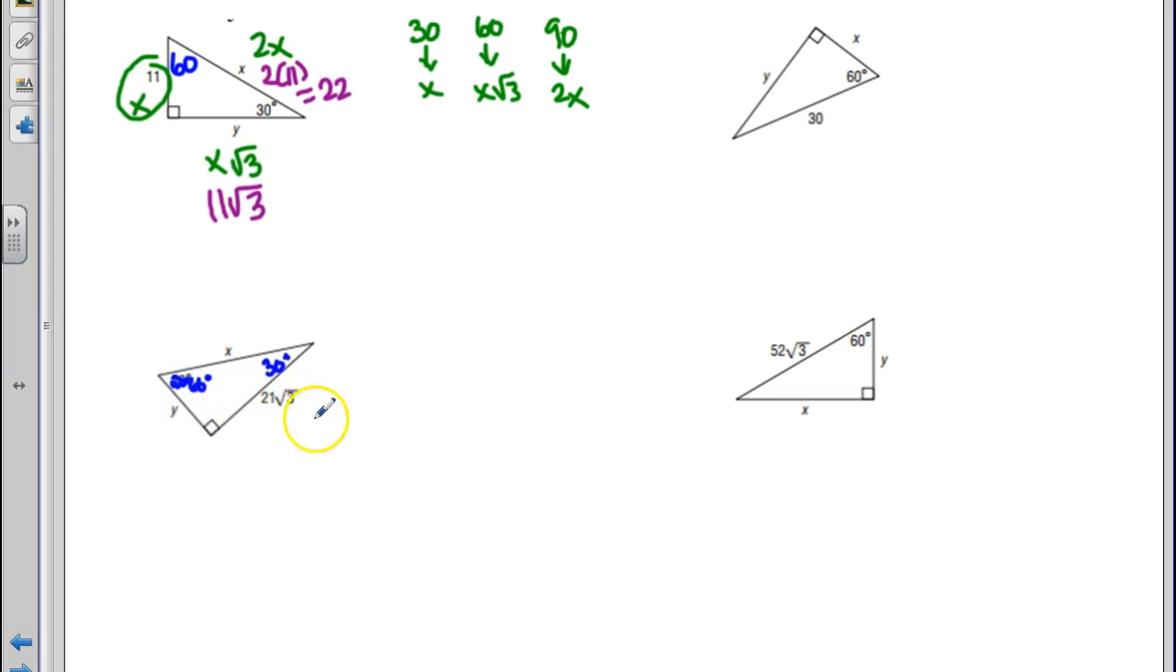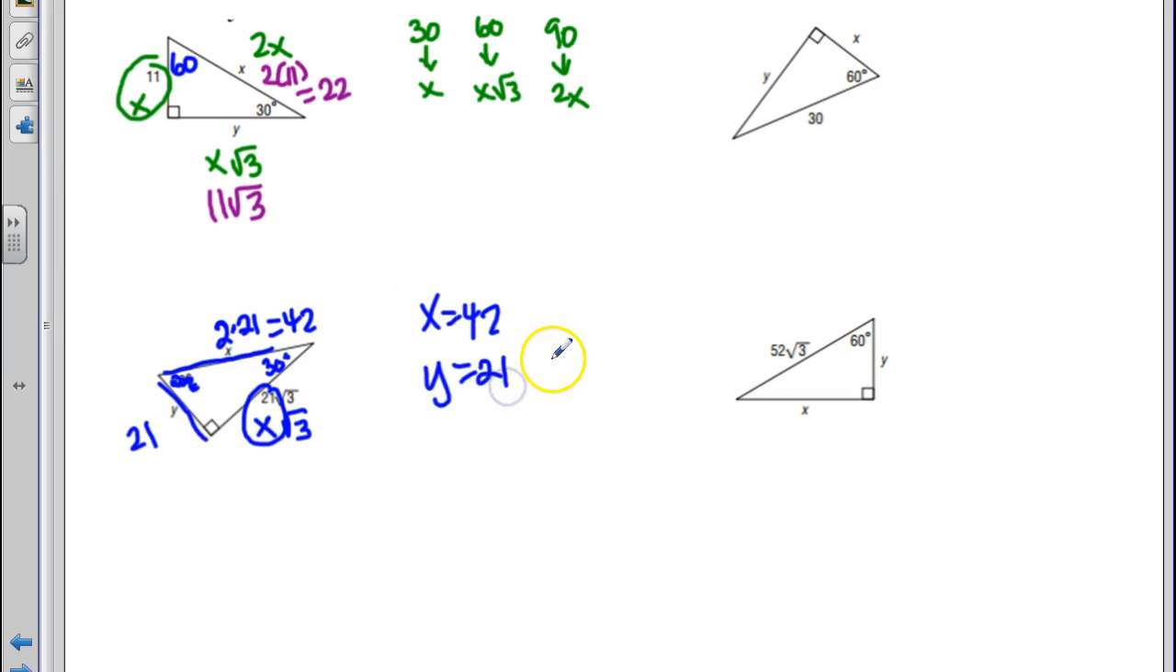All right, so opposite the 60-degree, remember this is x times the square root of 3. Do we know what x is? Absolutely we do. X is 21, which means this side is 21, and it means this side is 2 times 21, which is 42. So in this case where we were solving, I'll get those letters off of there real quick. So y is 21 on our triangle. This side is 21, and x is 21 times 2, which is 42. So x is 42, y is 21.